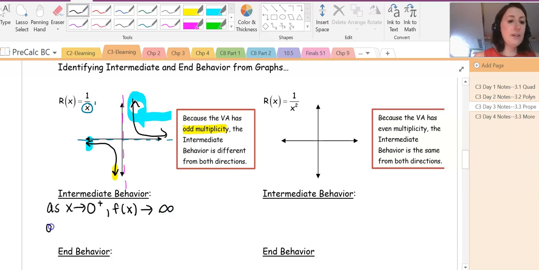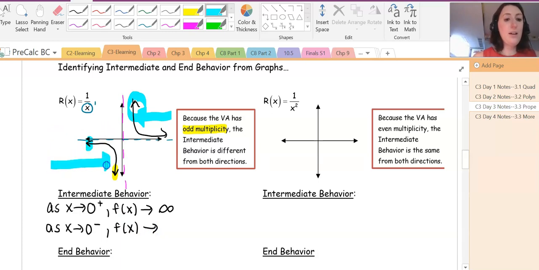Okay, and then we're going to come from the other side. As x approaches 0 from the left, okay, that's what that little minus is, f of x approaches. Okay, so now you're coming from the left side and you're coming this way. What's your graph doing? Oh, it's going down. So we're approaching negative infinity.